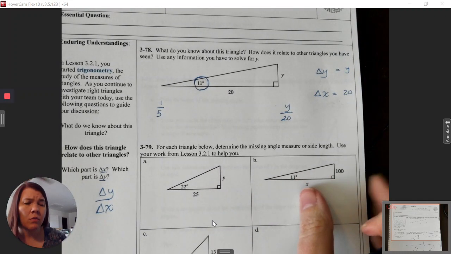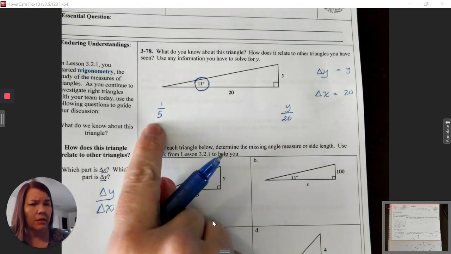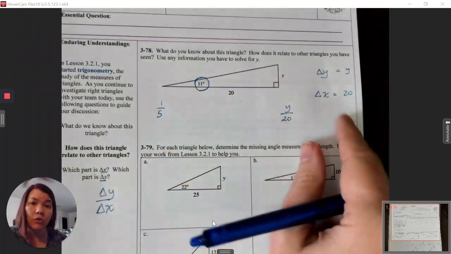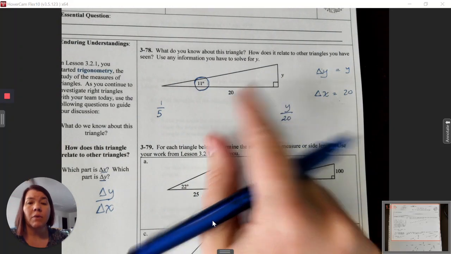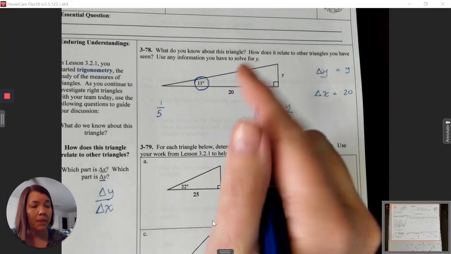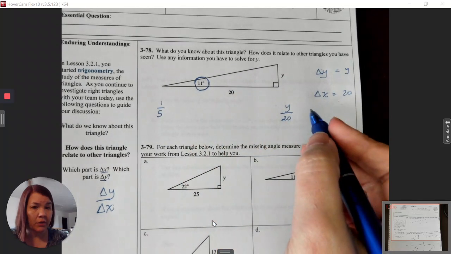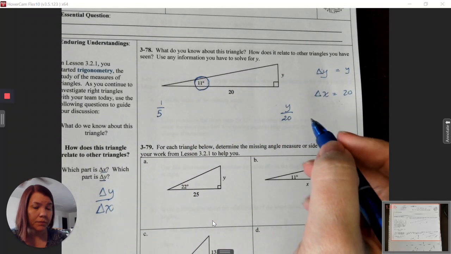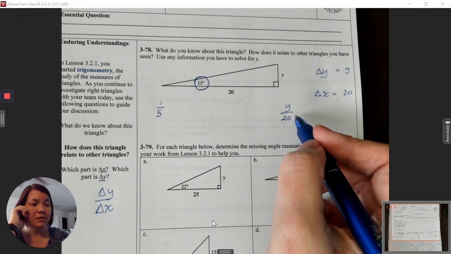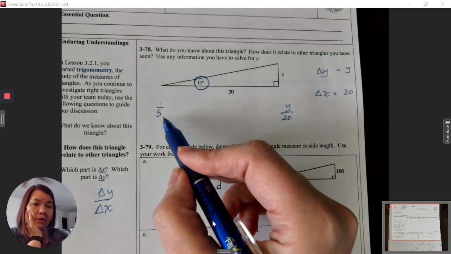And so what do I know? Well, I know that these have to be the same, right? Because if that angle is 11, then the new triangle has to be similar to it, because we've got all sorts of things going on here that have to be true. So if that angle is similar, what do I need to do? I need to be able to figure out what y is, but it needs to simplify to 1/5.